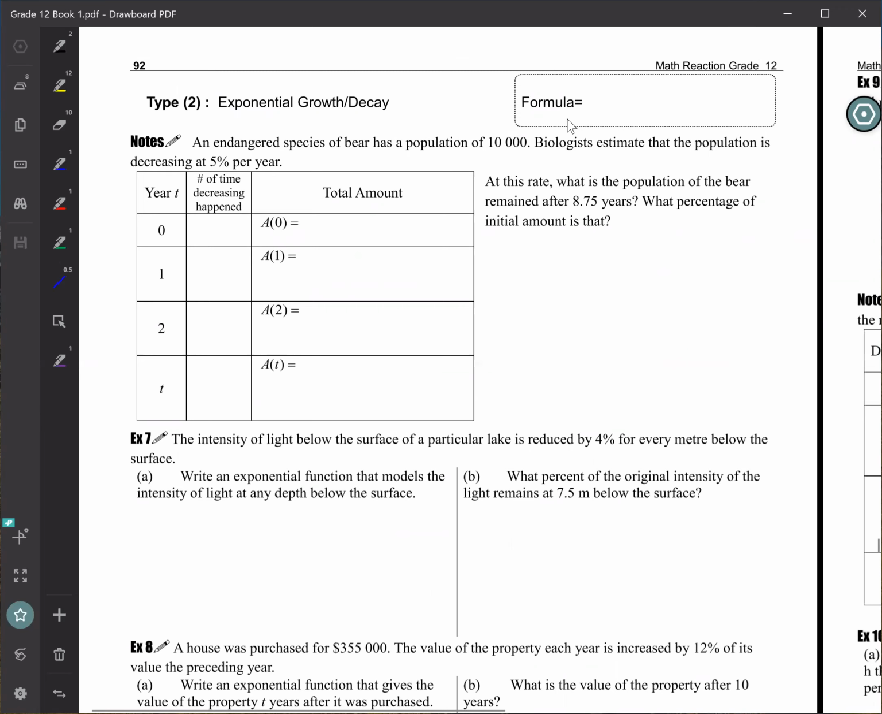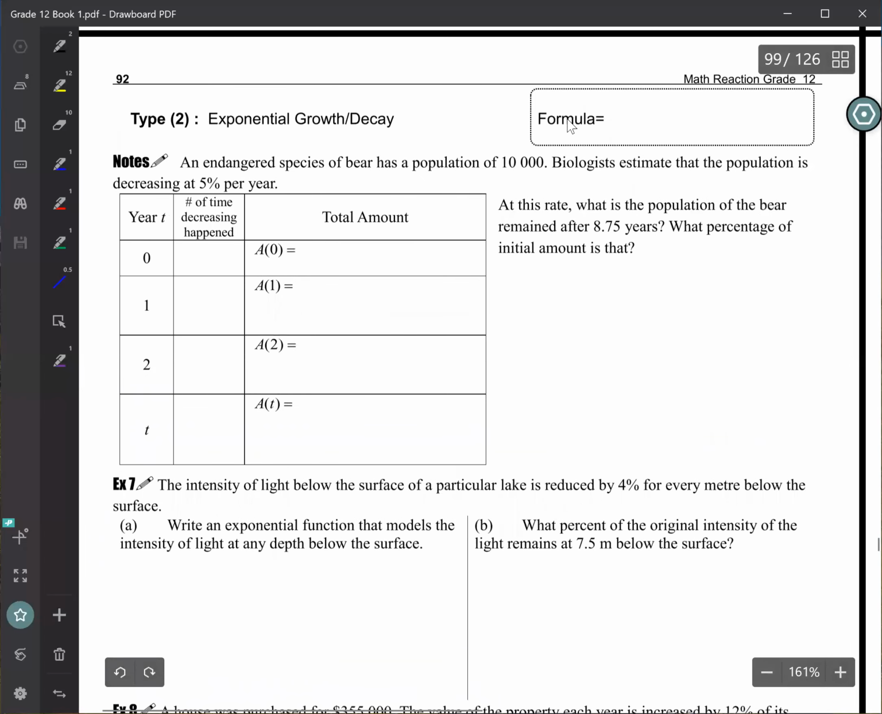Okay, so can I have Eric, could you read the question on the top? An endangered species of bear has a population of 10,000. Biologists estimate that the population is decreasing at 5% per year. Okay, very good. So let's circle some important words. Initially there are 10,000, so this one is the initial population. You can write it down, initial. And then each year it is getting less by 5%. So you can circle decreasing at 5%. Per year is also important. Okay, so these two.